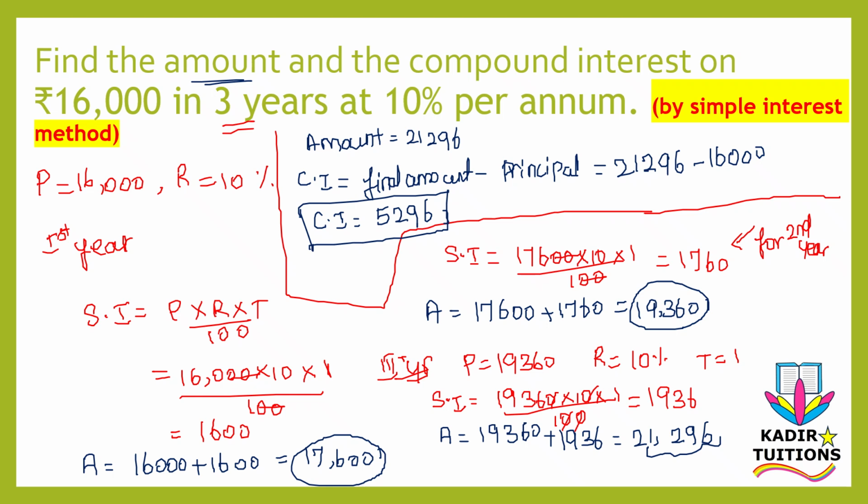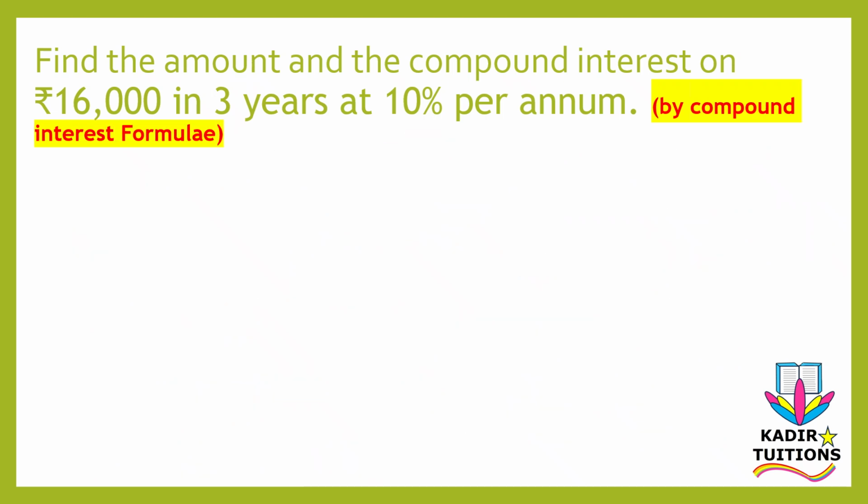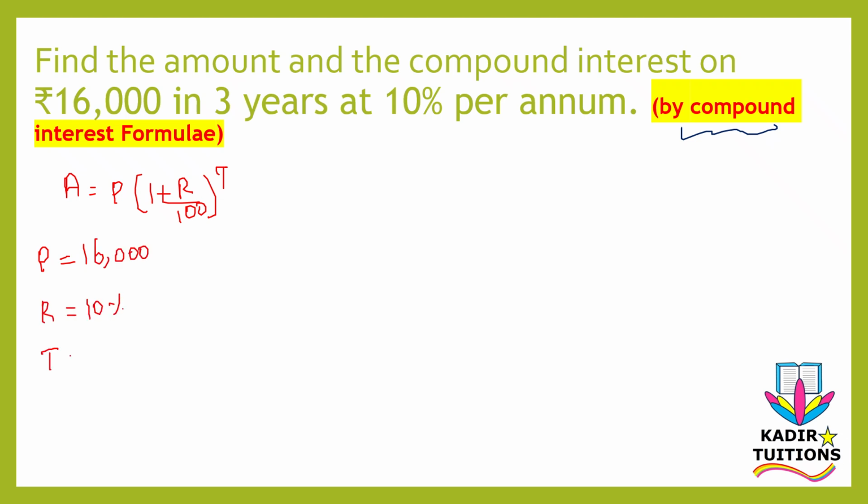So now we'll see the same question, and we'll find the value by using the compound interest formula. So we know what is the compound interest formula, right? So amount equal to P into (1 plus R by 100) the whole power T. So what are the details given in the question? The principal is 16,000 and the rate of interest is 10 percent and the time period is 3 years. So we are going to use all these details and we will find the answer. So first we are going to find the amount only, because the formula is for amount.